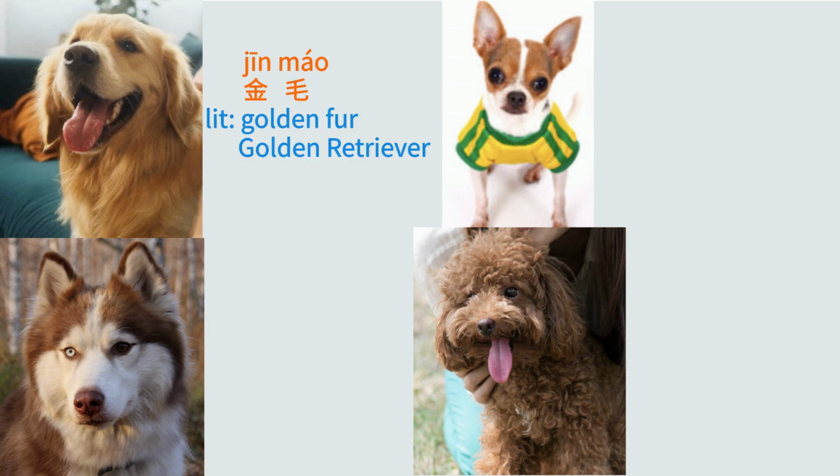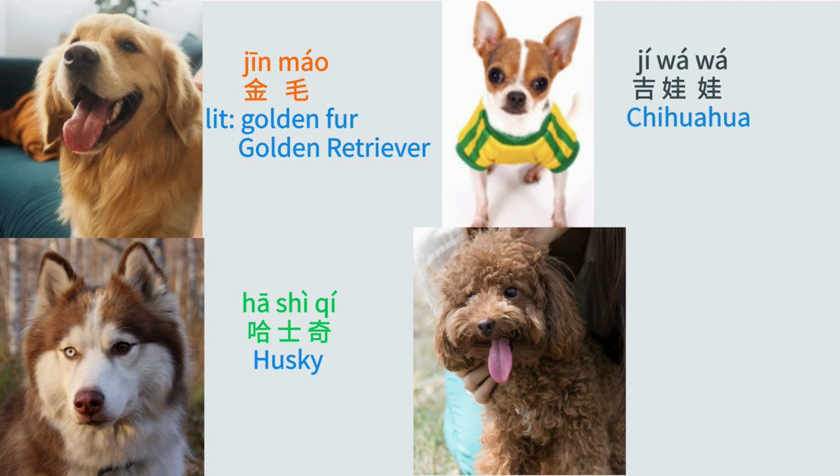金毛, literally golden fur, golden retriever. 哈士奇, husky. 吉娃娃, chihuahua. 贵宾犬, poodle.